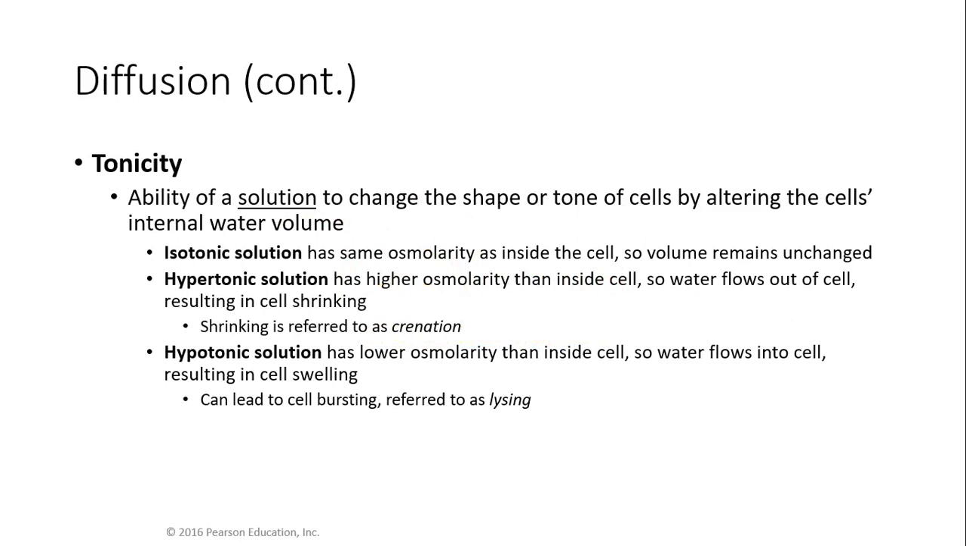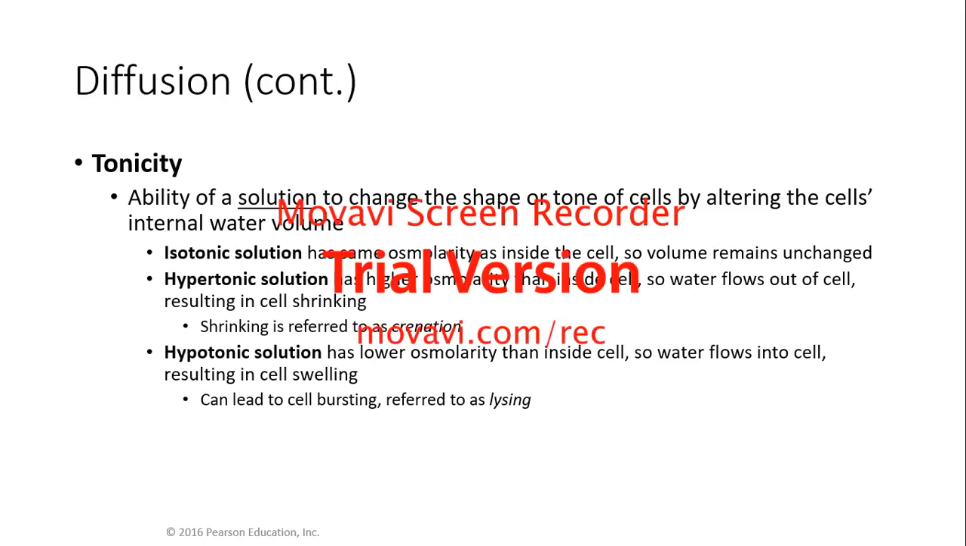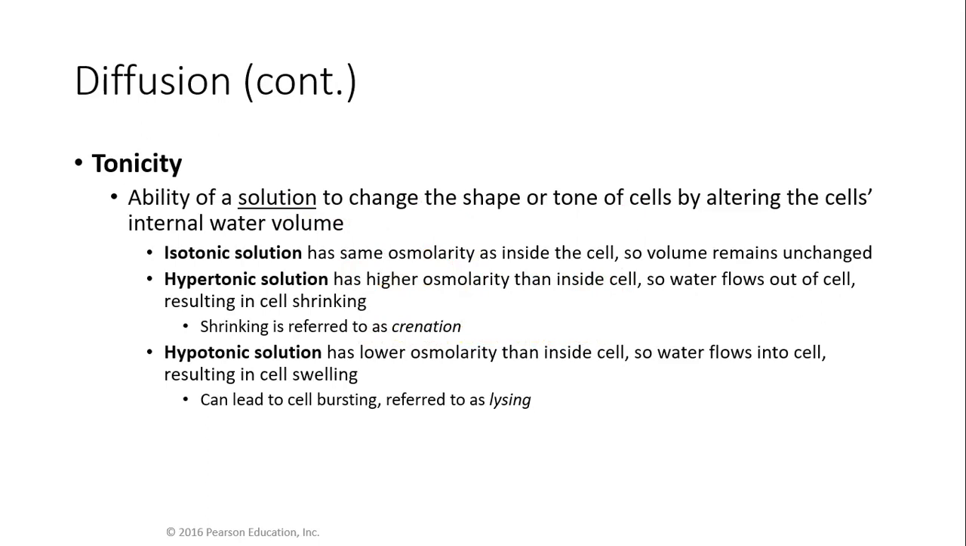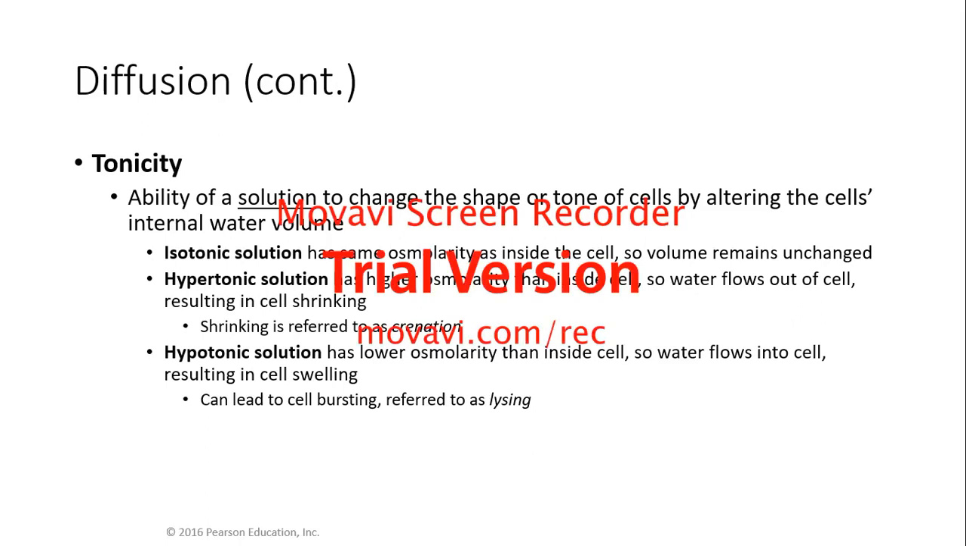For the hypertonic solution, I would just use really concentrated sugar water. So I would drop a grape into a really high concentration of sugar water. The grape should shrink in that sugar water. And then for a hypotonic solution, you just drop a grape in just water. Water with no sugar in it.